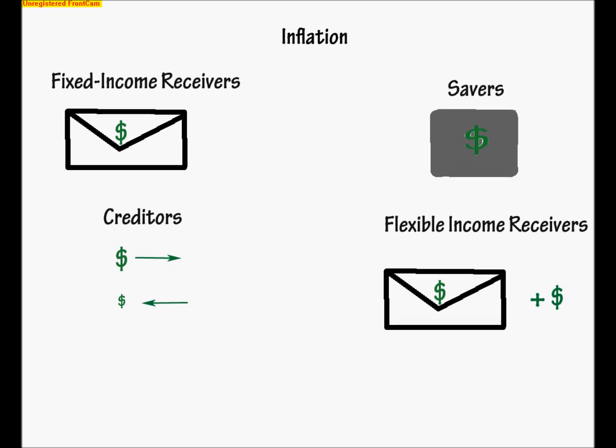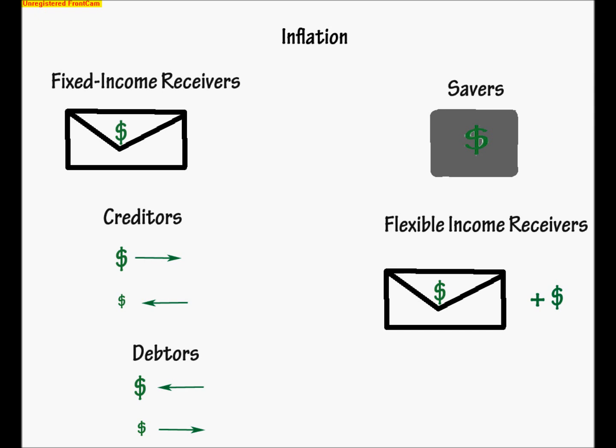The last group we're going to look at is debtors. Debtors have probably the best situation in an inflating market, because they borrowed a certain amount of money in terms of dollars. And while they still pay back those same dollars, they're worth less, and so it's easier to pay back. They're actually giving the bank, or whatever creditor loaned them the money, less in terms of value than they were given. And so it's probably the best deal for them.